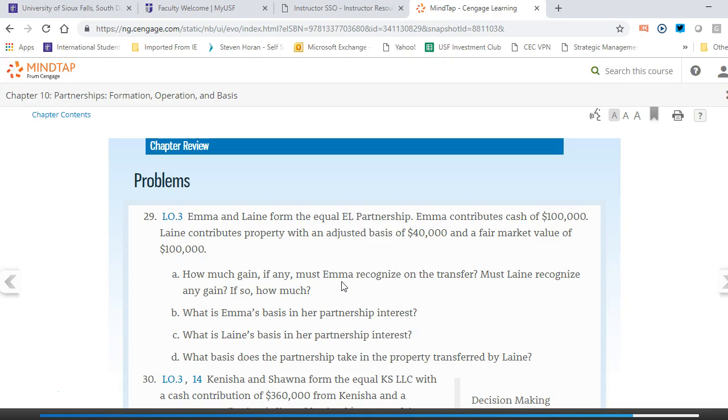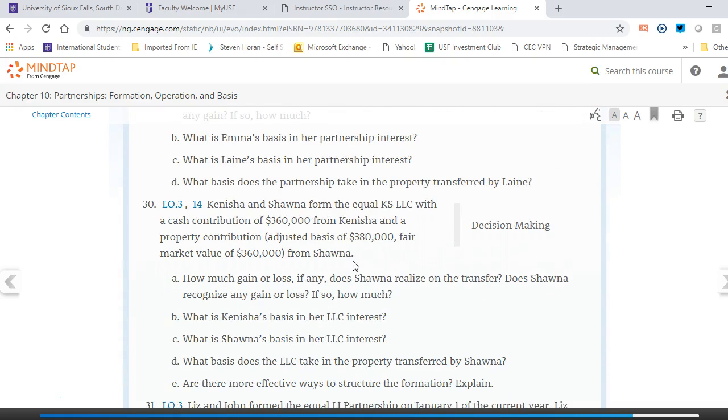Letter D, got ahead of myself. What basis does the partnership take in the property transferred? It takes the carryover basis, so the 100,000 basis in the cash plus the $40,000 basis in the property. It steps in the shoes is essentially what the chapter tells us. So pretty basic stuff, but I just want to make sure you understand that. Understanding that's important to do well in the homework. So question 30, we'll make that our last one.